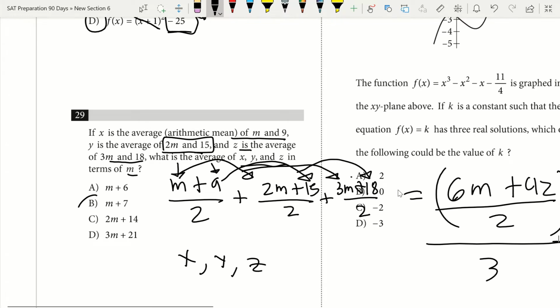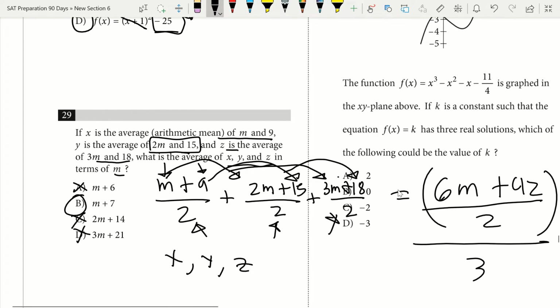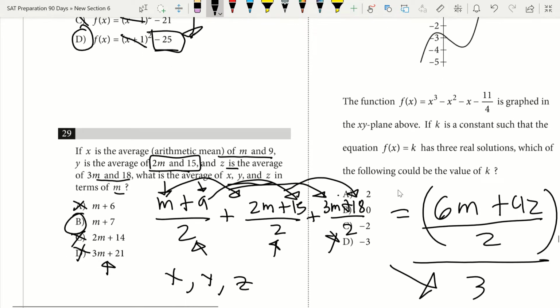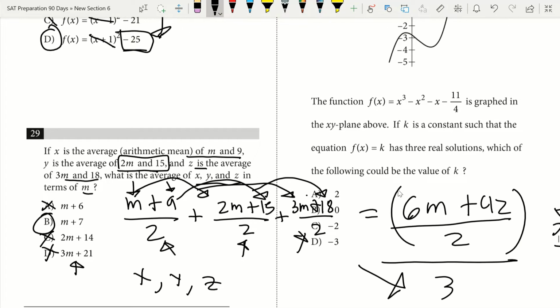Not too bad. Really it's about understanding that we make sure we have a common denominator before we add, which we saw that we did. Then we added our terms, and the big error you can make here is if you forgot to divide by 3 right here. If you forgot to divide by 3, you would have answered D, 3m plus 21, which would have been incorrect. So you've got to remember how many terms you have and divide by that many terms. That one is really about paying attention to those little details, because if you're not, you're going to get it wrong.